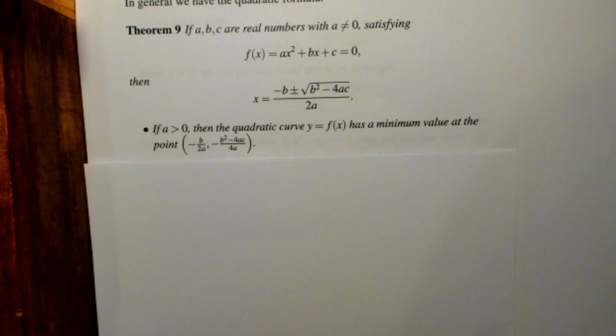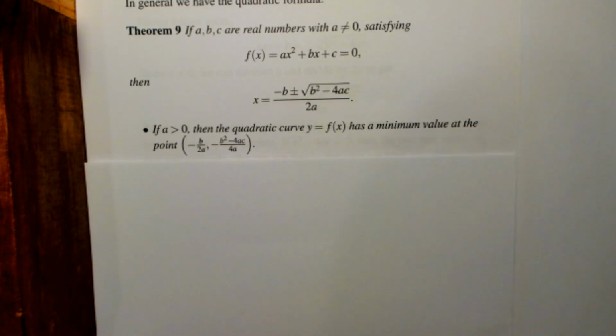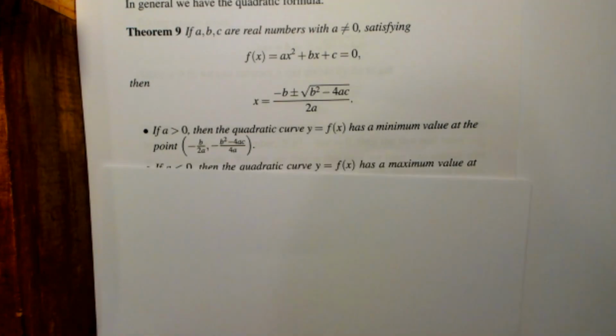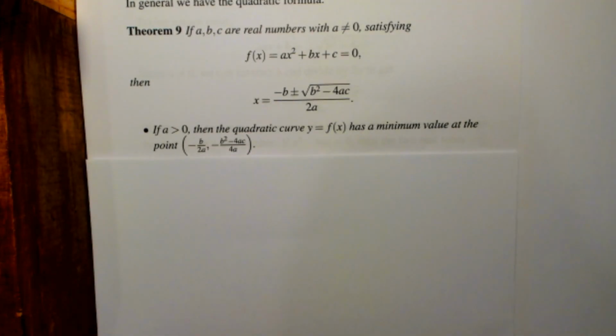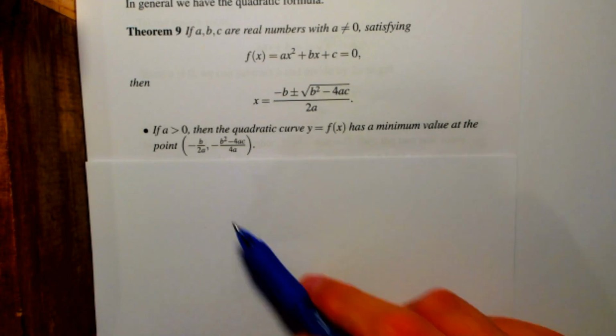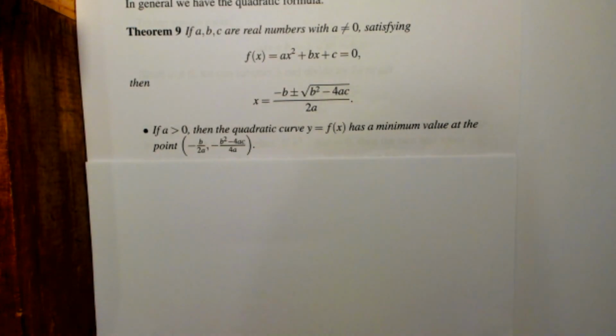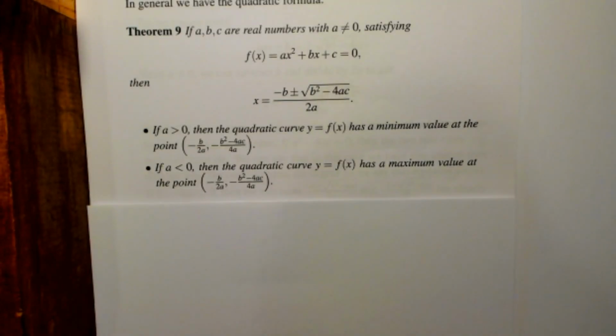Alright, now there's one way to do that via calculus, right? But if you haven't done a calculus course, then there's also an algebraic way to establish that the minimal value is attained at this point. You can do it algebraically by completing the square. If a is negative, then the quadratic curve has a maximum value at that very same point.